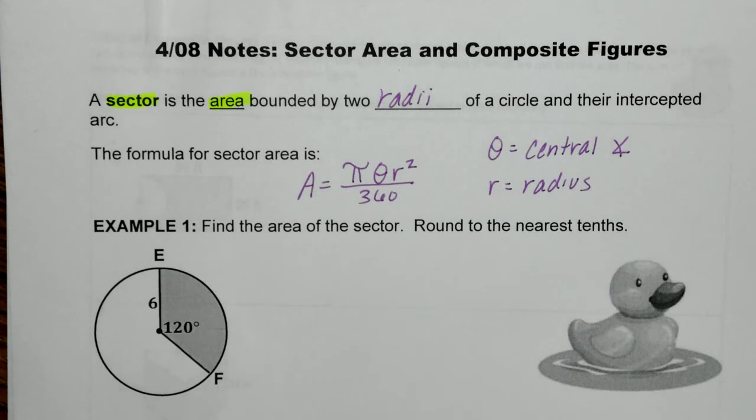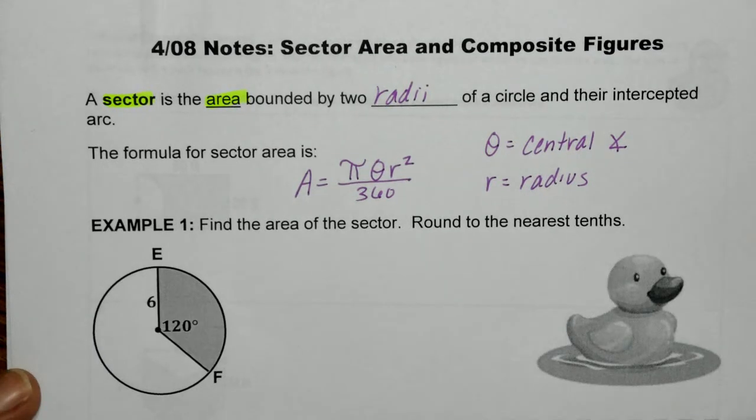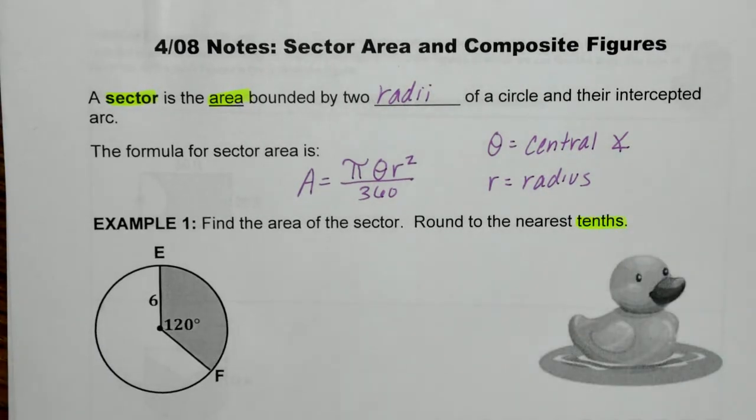Now, because we're using pi, we are going to use the pi symbol, not 3.14, not 3, okay? And because we're using pi, we're going to end up with a decimal, so we're going to round to the nearest tenths on all three of these.